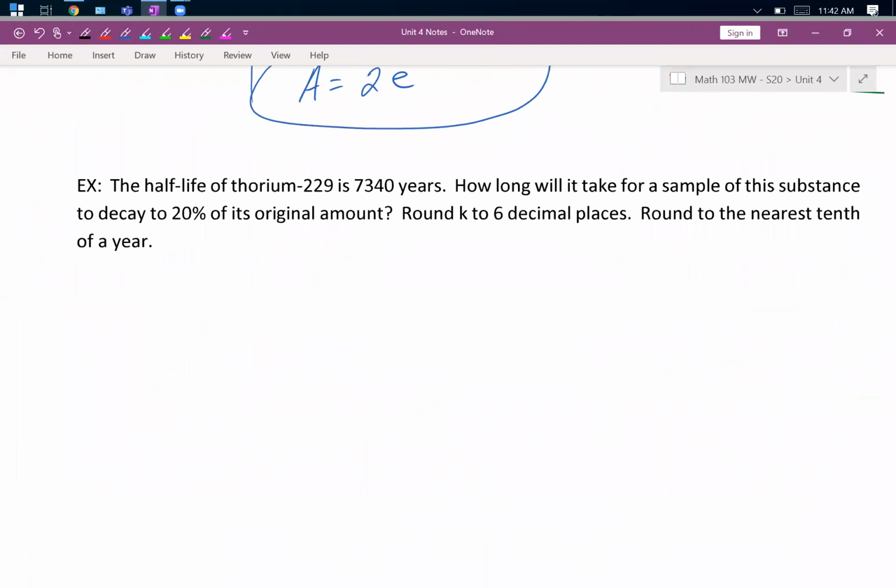So this problem is different than the last one. We know this 229 doesn't do anything mathematically for us. They say that the half-life is 7,340 years. So we know that's our T. But we also need an A and an A sub 0. In the previous example, they gave us an A sub 0, and then we got A by just cutting it in half. Do they give us an A sub 0 in this example?